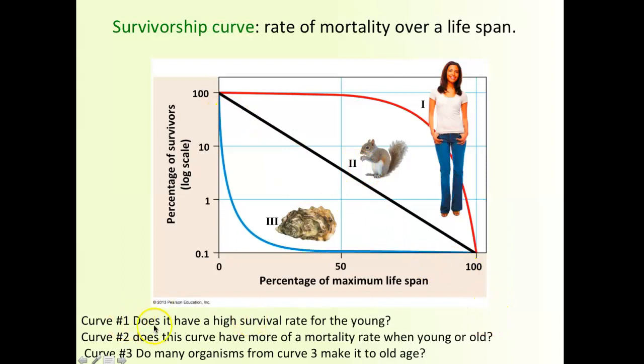Okay, so now curve number 1, does it have a high survival rate for the young? Yes, it does, right? Curve 2, does this curve have more of a mortality rate when young or old? No, it's constant. The straight line means that there's a constant mortality rate. Also, it means that there's a constant survivorship, right? Do many organisms from curve 3 make it to old age? Absolutely not, right? So we have very few organisms making it to old age.